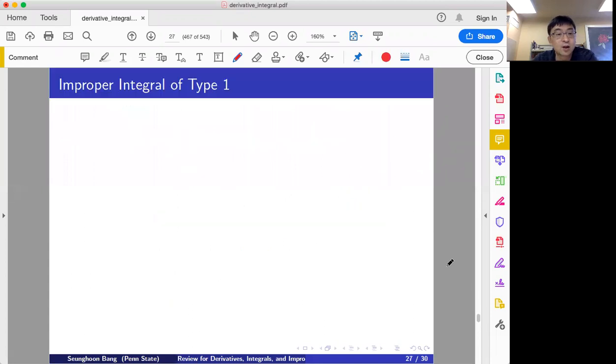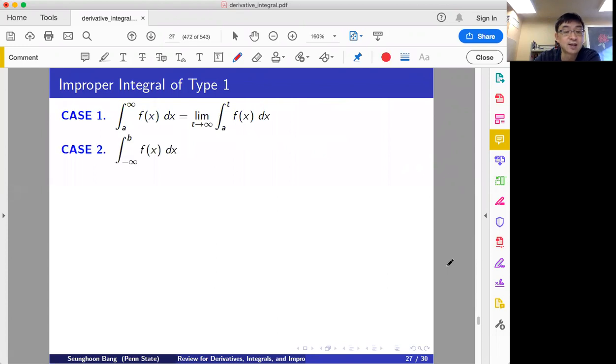Next, we think about the improper integral of type 1. What is an improper integral of type 1? Case 1: the integral from a to infinity of f of x dx is the limit as t approaches infinity of the integral from a to t of f of x dx. Second case: the integral from minus infinity to b of f of x dx is similar, the limit as t approaches minus infinity of the integral from t to b of f of x dx.